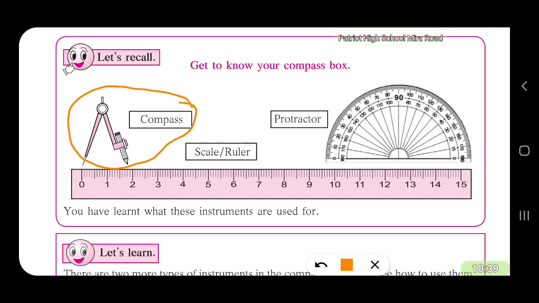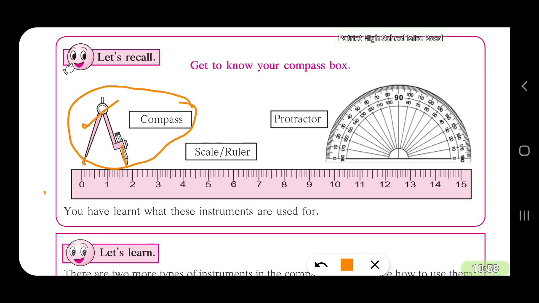A compass has a needle at one end and a pencil at the other end. The needle gets fixed in the paper, and with the pencil you trace the circle. So this is the compass.